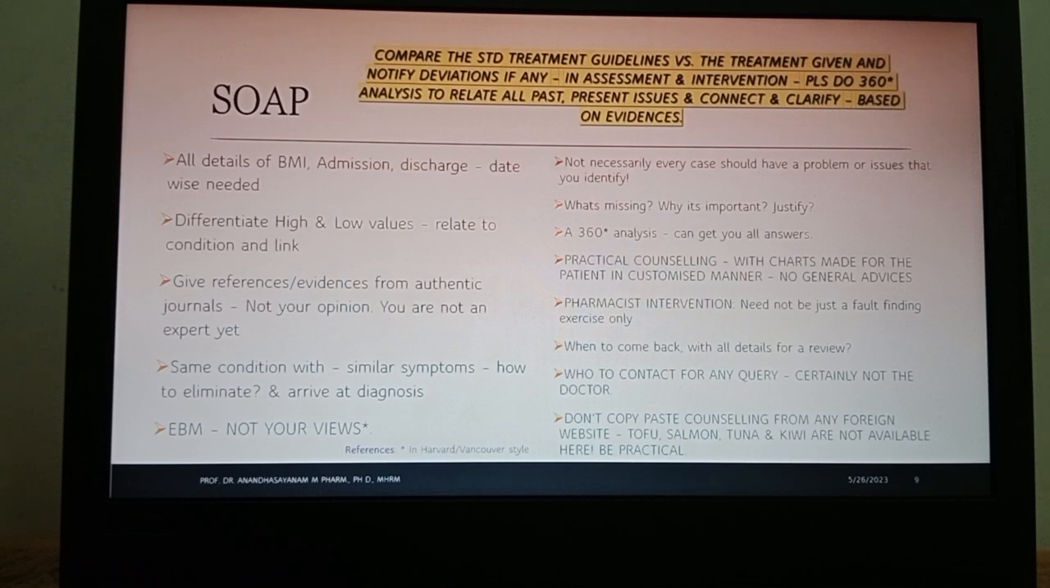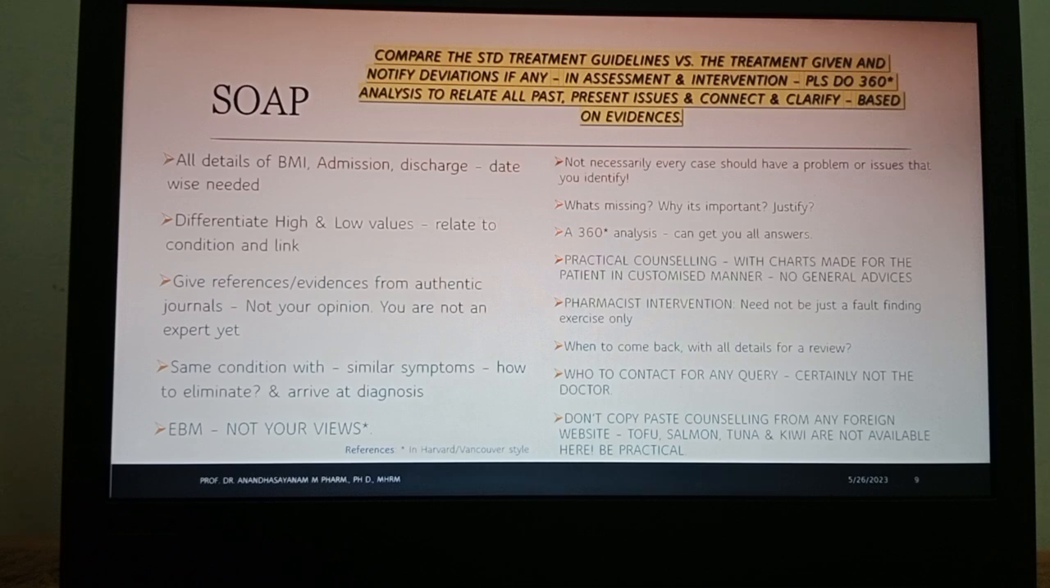And then the pharmacist intervention need not be just a fault finding exercise. I, as a pharmacist, have found out this and all those things. No, sorry. Ultimately, the patient has to get the right medication at the right time and the right dose, and the right treatment to make their life happier and healthy. So when to come back for a review, with all details: what is the date, what is the time, which doctor, and in case of any query, who should be contacted. Everybody writes contact your doctor if you have any problem. No, then why is there a clinical pharmacist over there?